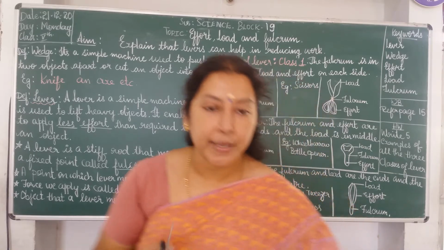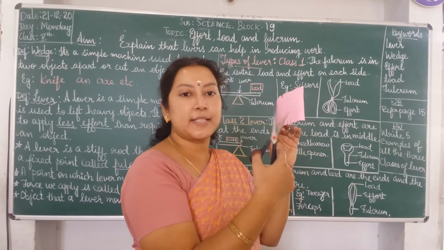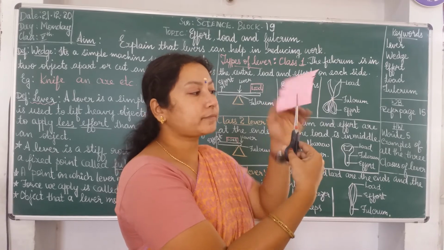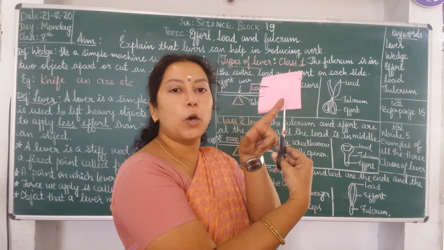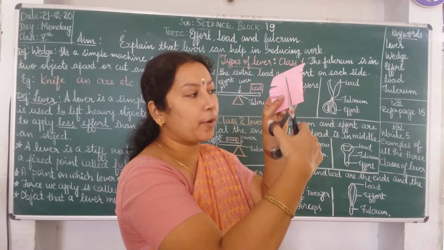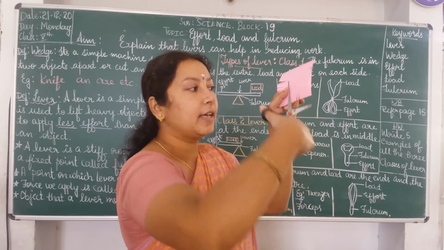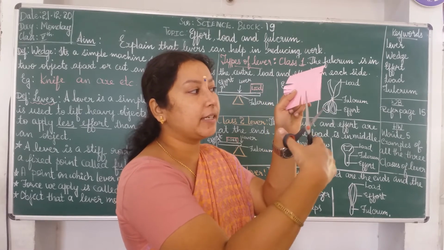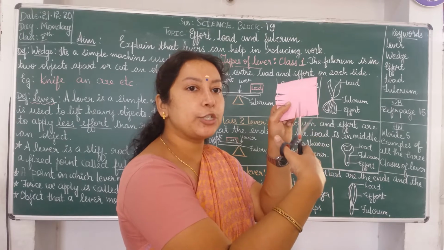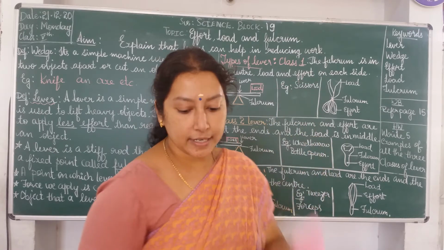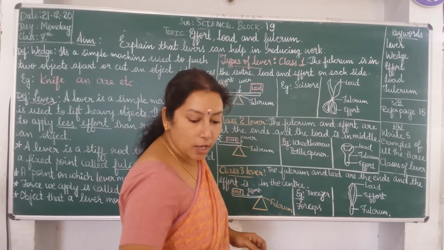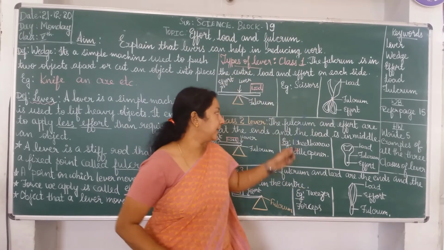For example, I use a scissor to cut this piece of paper. Look here, I have loaded it. The load is at the tip region. Now I am going to apply effort. Can you see here? I am putting effort here and this paper is cut into pieces, isn't it? So this is all about the first class lever.